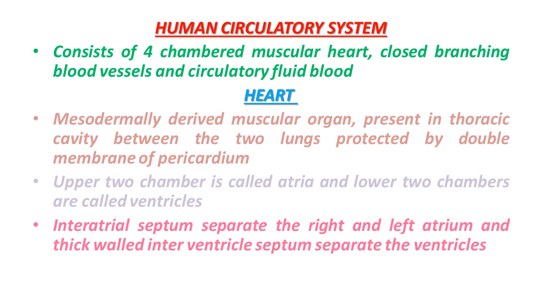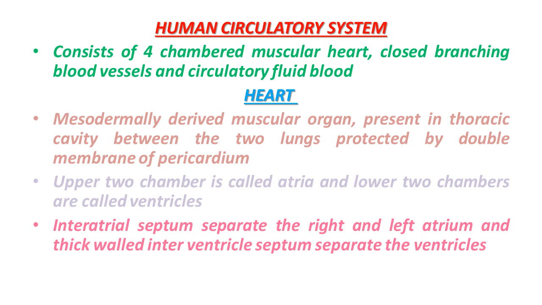The human circulatory system is also known as the blood vascular system and it consists of a muscular chambered heart, a network of closed branching blood vessels, and blood, the fluid which is circulated throughout the system.